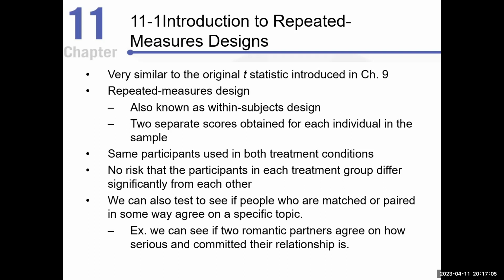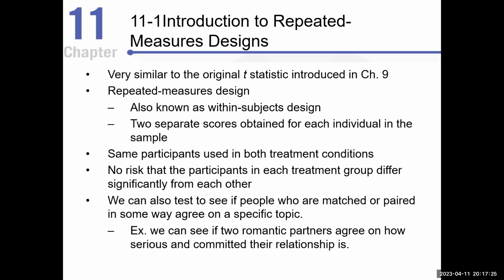But again, the repeated measures design, also known as within-subjects design, gives you two separate scores, obtained for each individual in the sample. If we had 100 individuals in our sample, we have two scores for each of the 100 individuals. We're using the same participants in both treatment conditions, and that makes it a little bit easier for us to recruit.